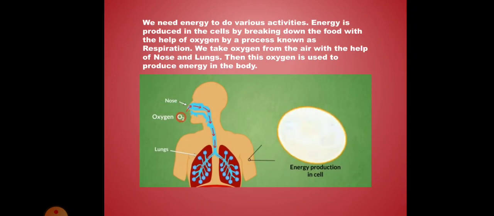We need energy to do various activities. Energy is produced in the cells by breaking down the food with the help of oxygen by a process known as respiration. We take oxygen from the air with the help of nose and lungs. Then this oxygen is used to produce energy in the body.